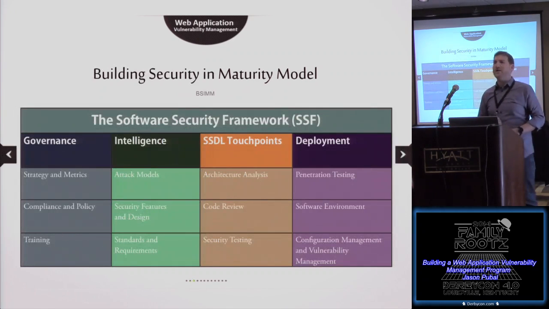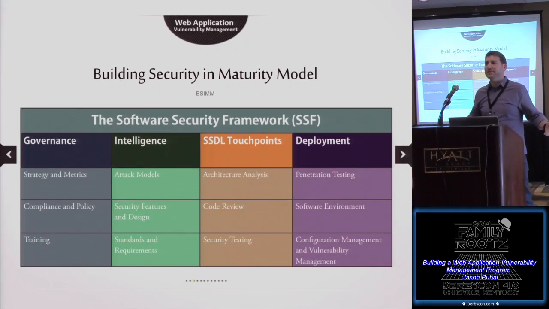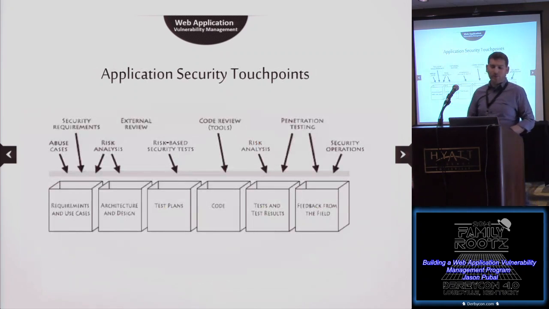Another one is the Building Security In Maturity Model, which arranges it in very much the same way. You have 4 high-level business functions, some practices under that, and then a whole bunch of different activities. They went about it a slightly different way. They went to 65 different organizations and observed what they were actually doing. So this is what organizations are really doing. If you compare what you're doing to this, you can compare what you're doing to what other companies are doing. But what both of them come down to is a series of application security touchpoints.